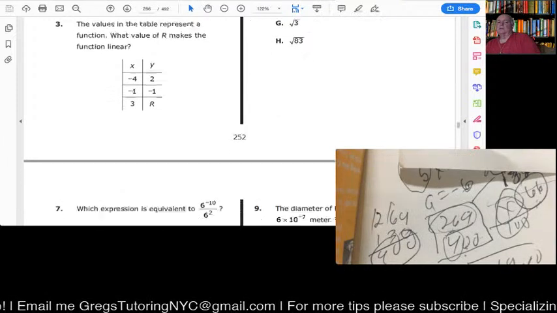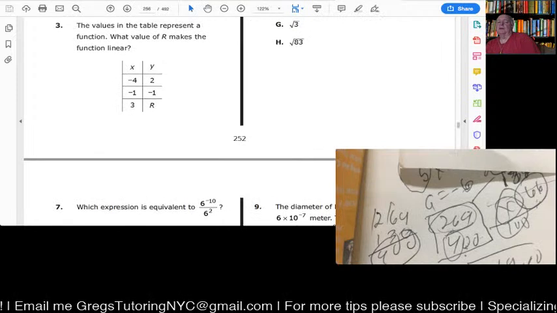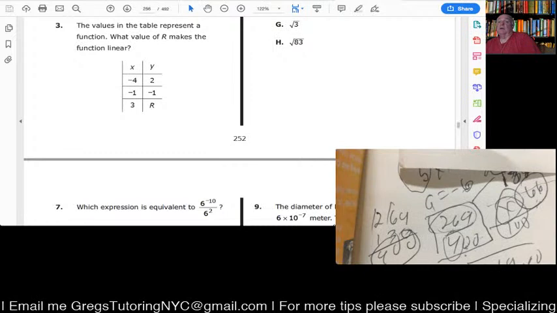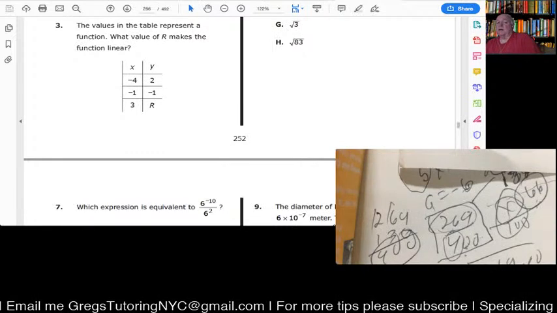Okay. So the same kind of issue with question number 3. It's not that question number 3 is hard. It's just that you have to know how to do it, and you have to take it a piece at a time and do it calmly.